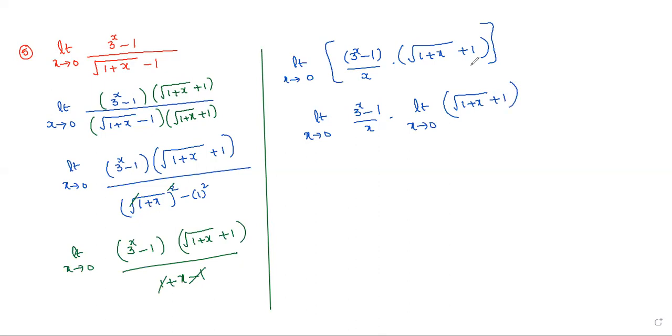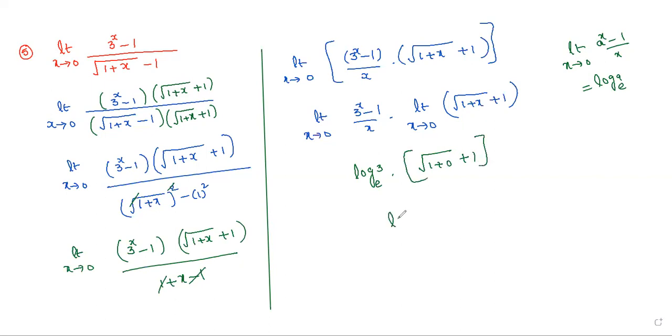What represents the formula? Limit x tends to 0, (a^x − 1) by x, that is the formula log a. So that means log 3 base e. So limit x tends to 0, apply 0: root of 1 + 0 + 1. Substitute x value 0: log 3, root of 1 value 1, plus 1, that is the value 2. Log 3 into 2, 2 log 3.